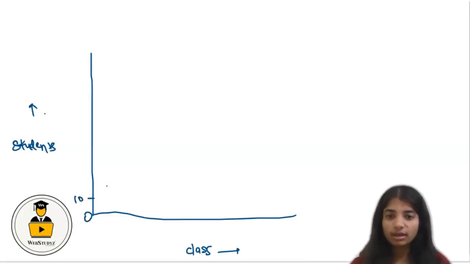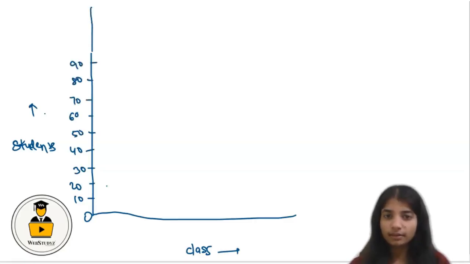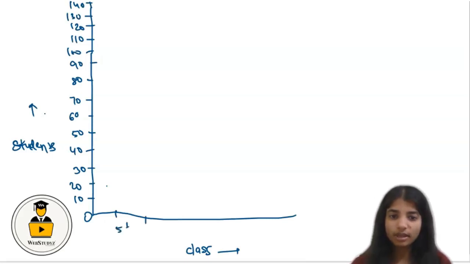So this is 0, 10, 20, 30, 40, 50, 60, 70, 80, 90, 100, 110, 120, 130. And let's say this is 140. So from here is class 5th, this from here is class 6th, this from here is class 7th, this from here is class 8th, this is class 9th and this is class 10th.